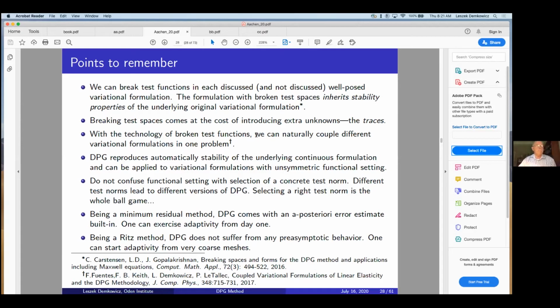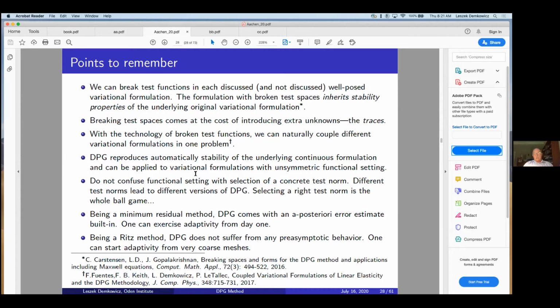A point that I didn't make and I'm making now is that with the technology of broken test functions, you can naturally couple different variational problems in different variational formulations in one problem. Look at this paper. Why would you like to do it? I'll give you an example in a moment. The point is that coupling different variational formulations is no longer a problem. It's very natural. You just do it, you can do it in one code. DPG reproduces automatically stability of the underlying continuous formulation and can be applied to variational formulations with unsymmetric functional setting.